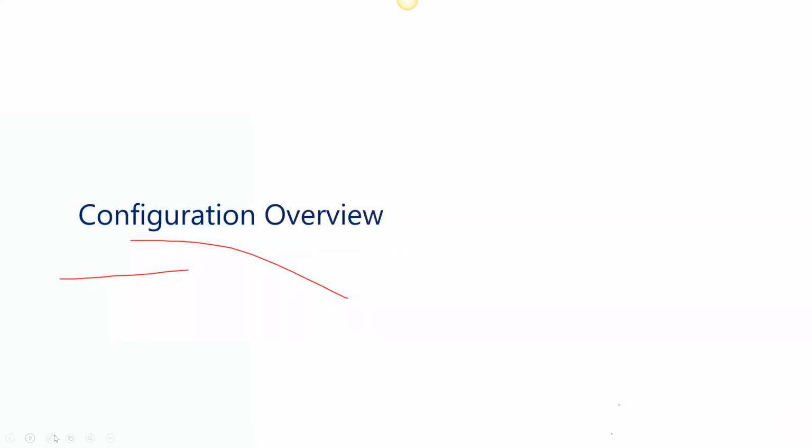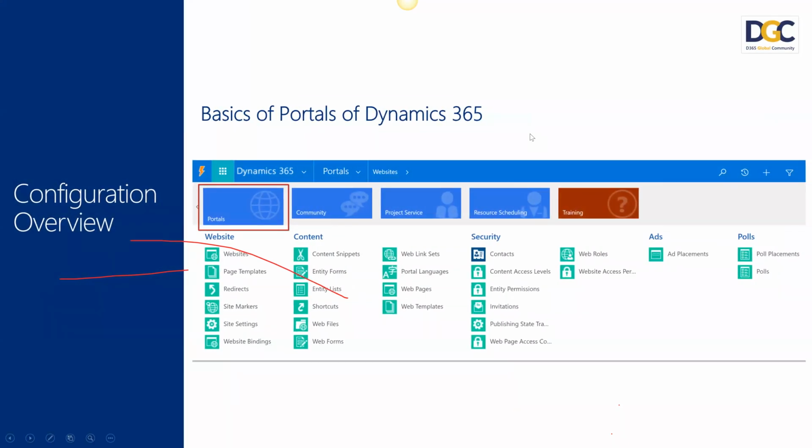So let's talk about the configuration of Dynamics 365 when we first install the portal solution. Some basics of the portal of Dynamics 365. Once the portal solution is installed in the Dynamics 365 instance, it is available in the portal area. When you navigate to the portals, you can see the website content and security and other things that come with the template that we have installed.